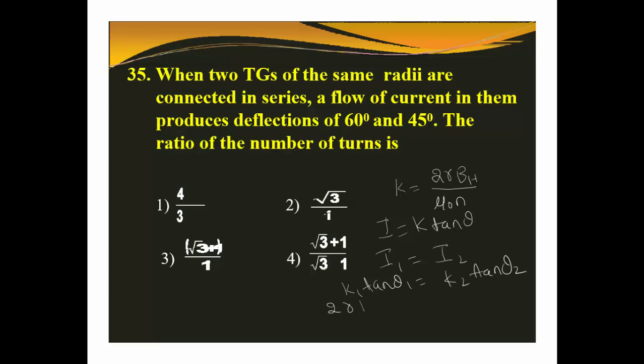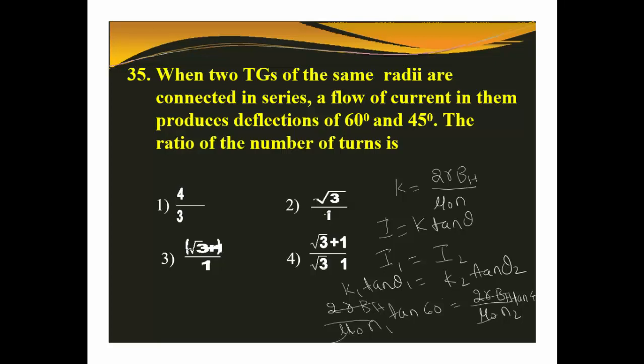BH, the horizontal component of the magnetic field, is also constant, divided by mu naught, which is constant, number of turns N1 into tan theta 1, where theta 1 is 60 degrees. Similarly 2R BH, R and BH are the same. Mu naught is the same, the number of turns is different, N2 into tan theta 2, tan 45 degrees. After this you cancel 2R BH, mu naught. How much is tan 60?